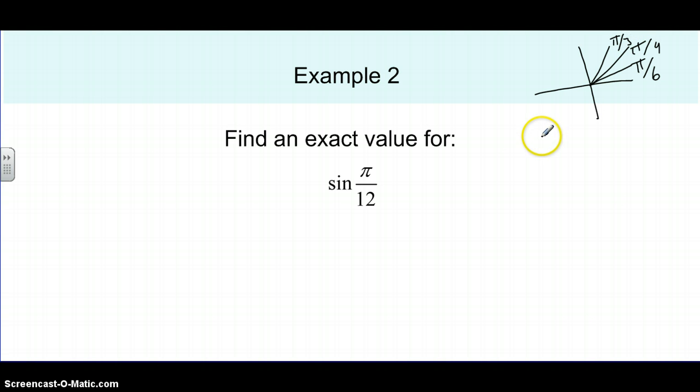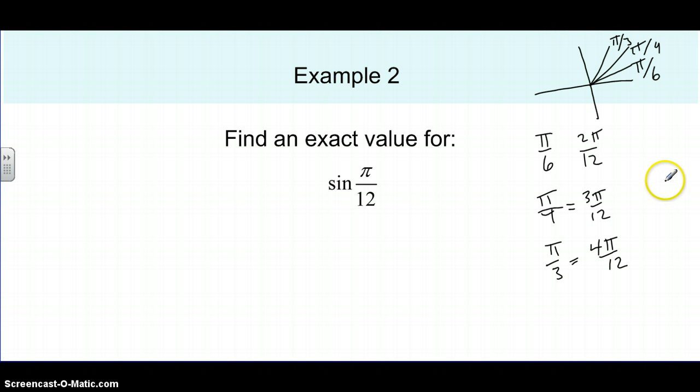Now, I'm going to write these as pi over 6. I'm going to put them with 12 in the denominators. That's the same as 2 pi over 12. And pi over 4 is the same as 3 pi over 12. And pi over 3 is the same as 4 pi over 12. And again, we'd like to find the sine of pi over 12. So if you notice, if I subtract pi over 6 from pi over 4, I get pi over 12, and that's exactly what we're looking for.